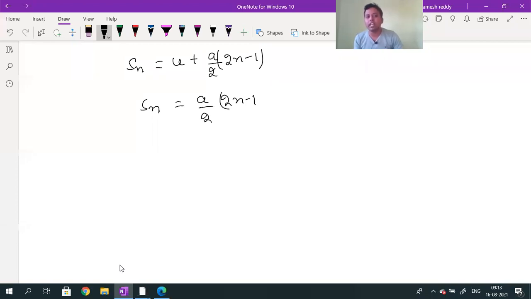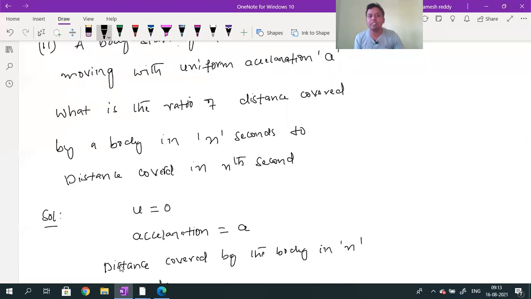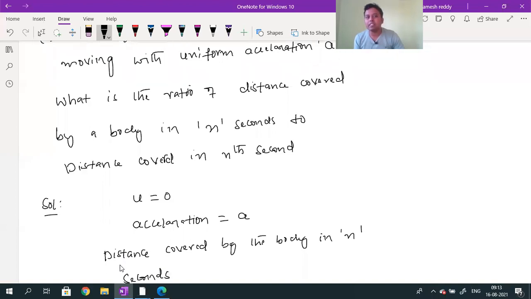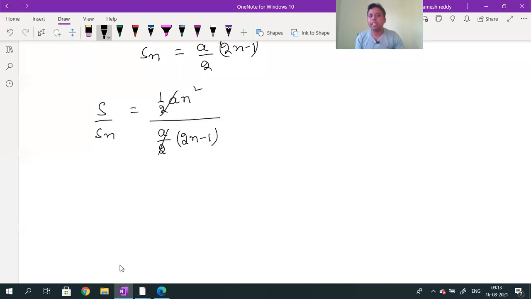Now which ratio do I want to calculate? I want to calculate the ratio of the distance covered by the body in n seconds to the distance covered by the body in the nth second of its journey. What is S divided by Sn value? So S value will be equal to half into A into n square. Sn value, a by 2 into 2n minus 1. Then which one cancels? 1 by 2a, 1 by 2a cancel. So the answer is given by n square divided by 2n minus 1.